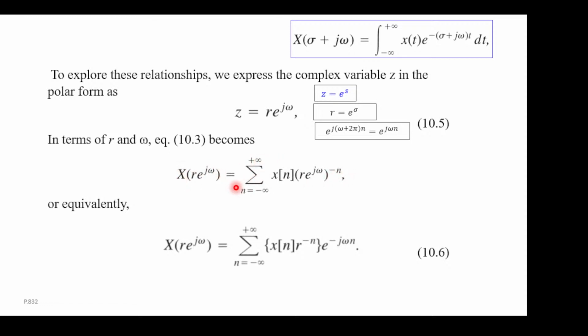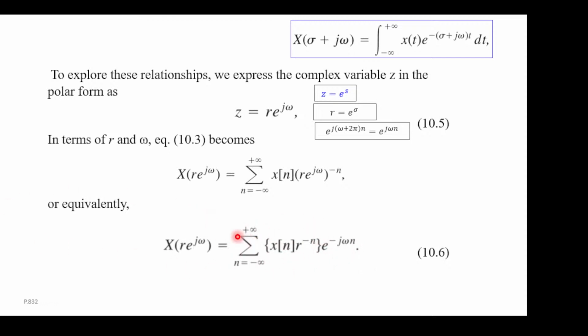And so we go back to the definition of the z transform. So big X of r times e to the j omega is the summation of x of n times (r e to the j omega) to the minus n. Then we can separate this into the r part and the e to the j omega part. Then we see that we can write this as a summation of x of n times r to the minus n, times e to the minus j omega n. And now you see that this is the Fourier transform of this curly bracket part, right?